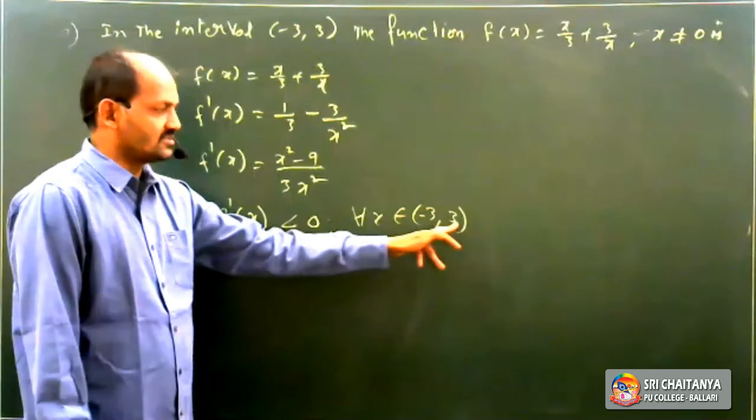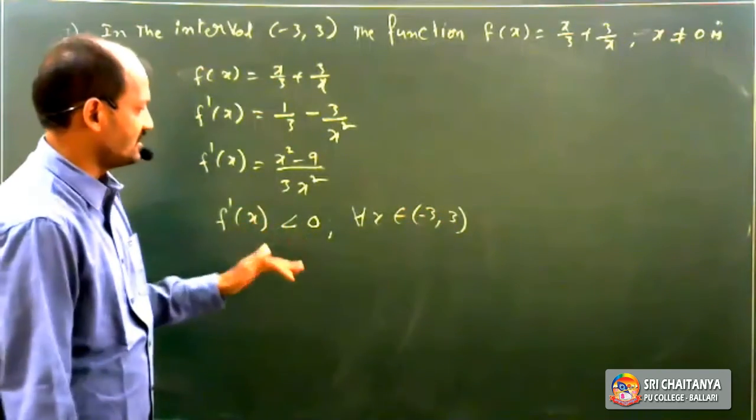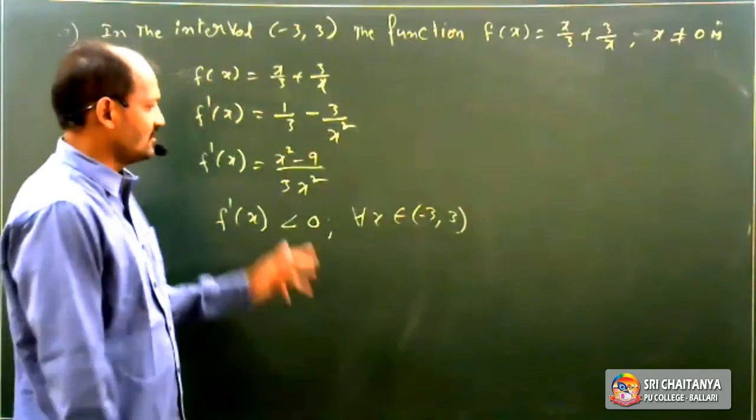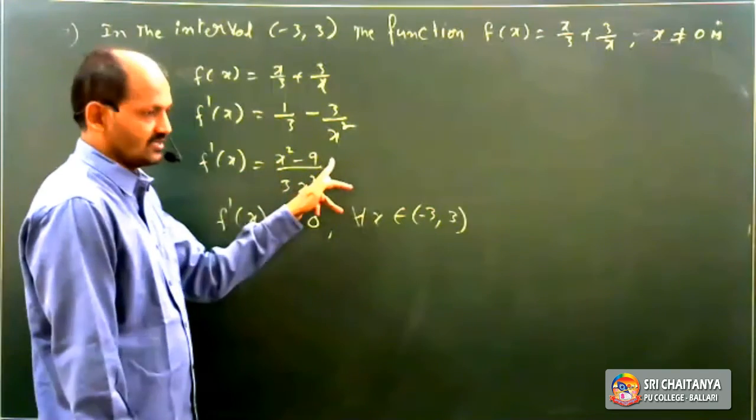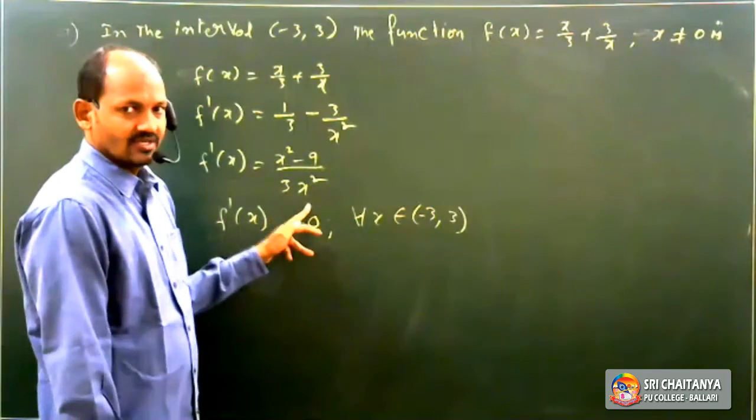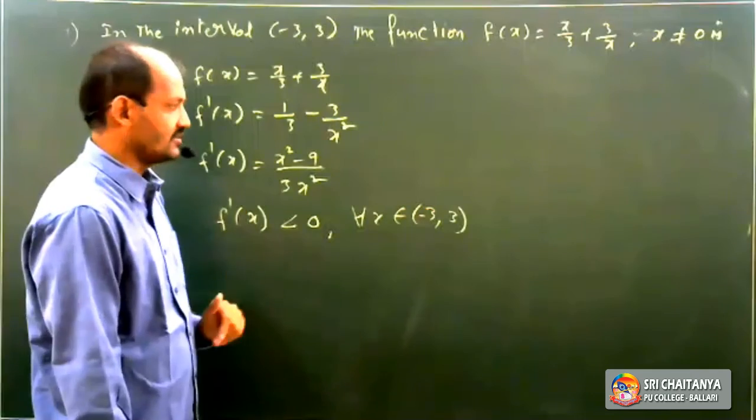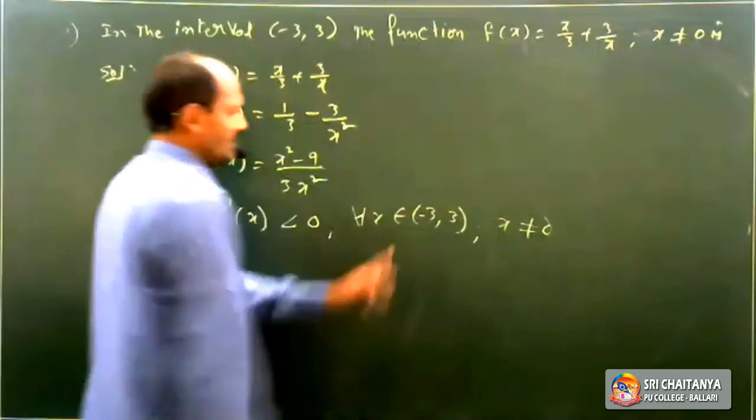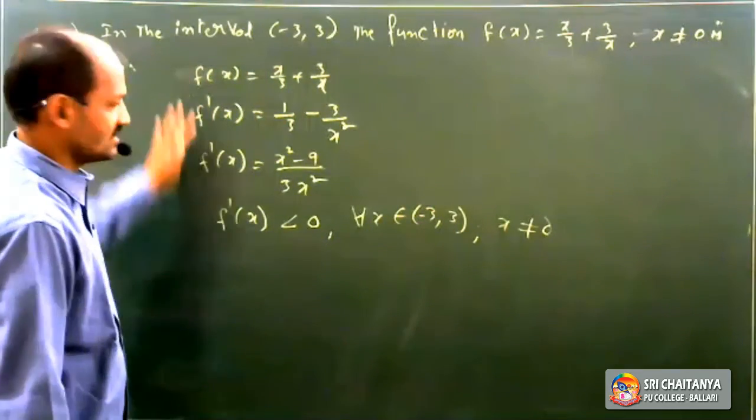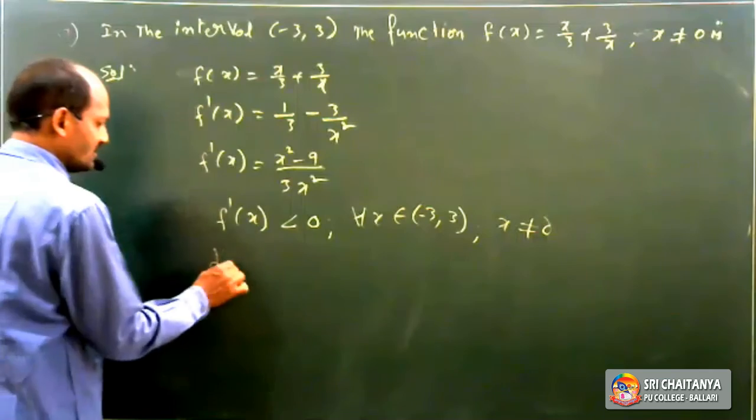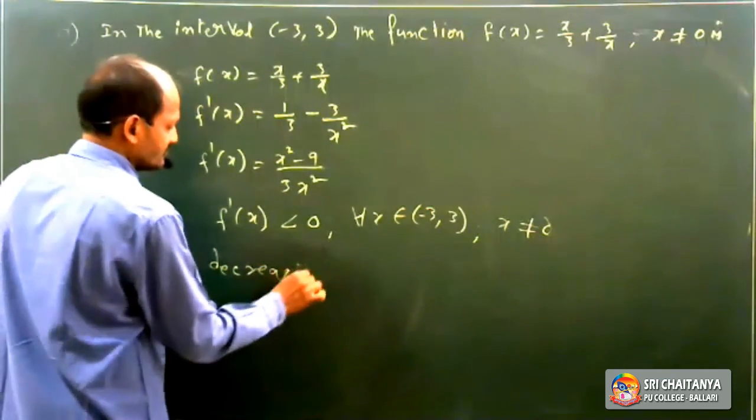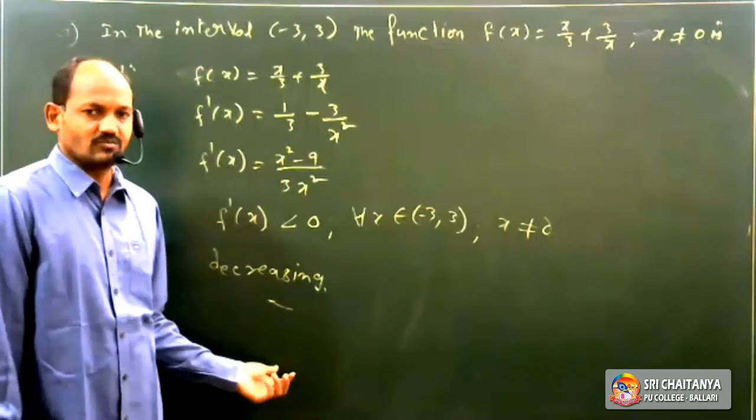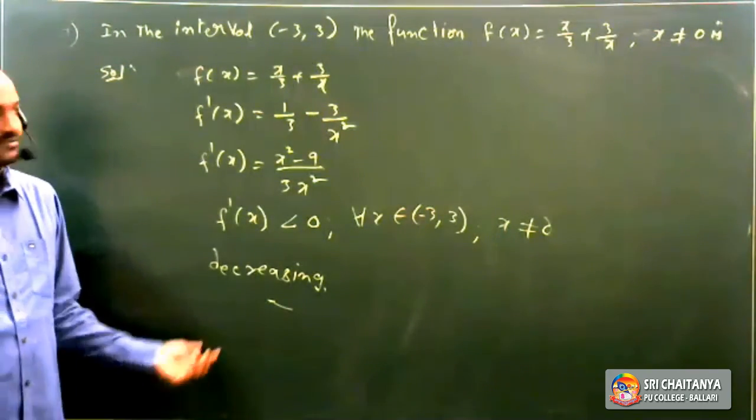Now in between minus 3 to 3, it is decreasing. But here other than 0. Why? Because if x is equal to 0, numerator is minus 9 but denominator is 0. Anything by 0 means infinity, not defined. So in between minus 3 to 3, the given function is decreasing. Okay, today's class is completed. Tomorrow we will continue the discussion.